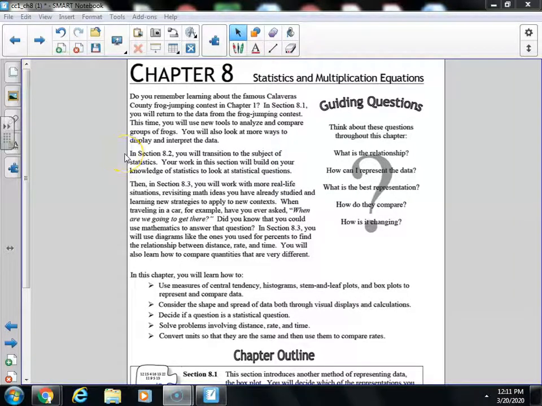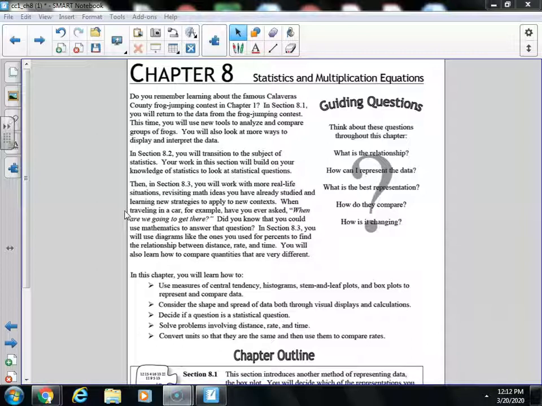In Section 8.2, you will transition to the subject of statistics. Your work in this section will build on your knowledge of statistics to look at statistical questions. Then in Section 8.3, you will work with more real-life situations, revisit math ideas you have already studied, and learn new strategies to apply to new contests.